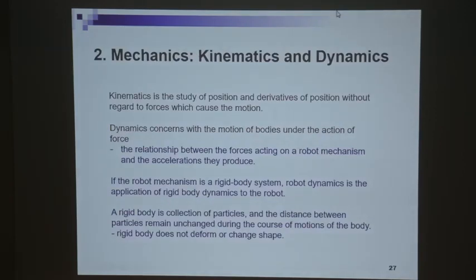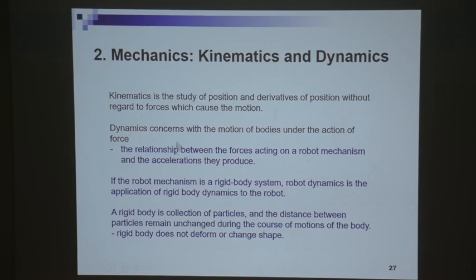So when we talk about mechanics, we're talking about the kinematics and dynamics. Kinematics is the study of position and derivatives of point position without regard to the force which causes the motion. So if I say this pencil moves from here to here, and I'm only representing the positions, this is essentially kinematics. What matters in kinematics is essentially the position and the derivatives of the positions. Dynamics will involve more.